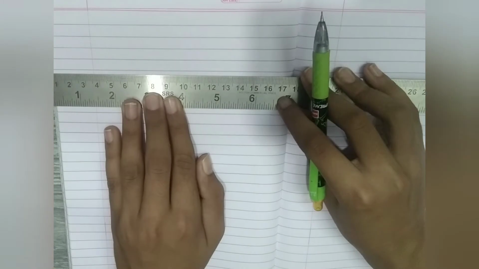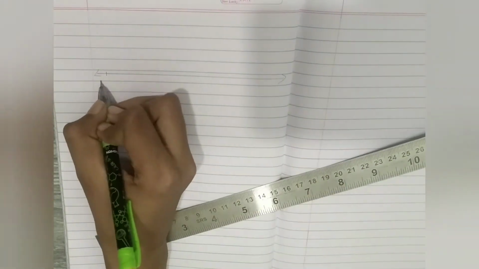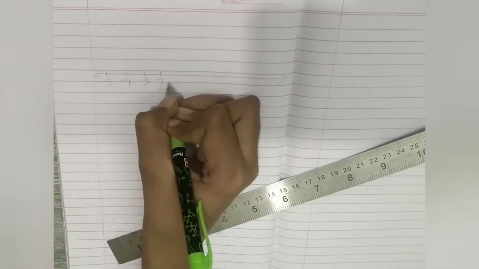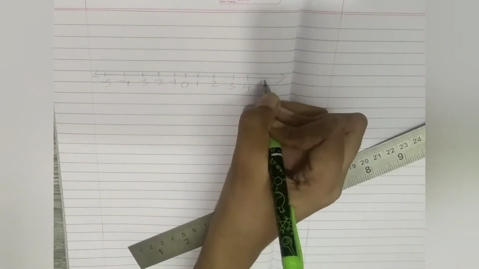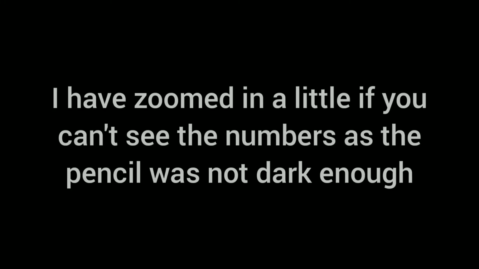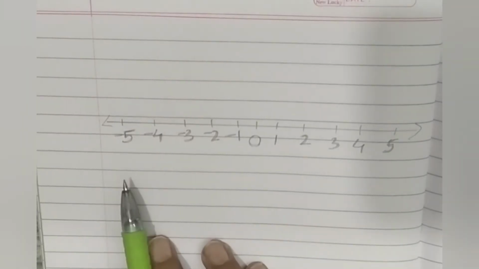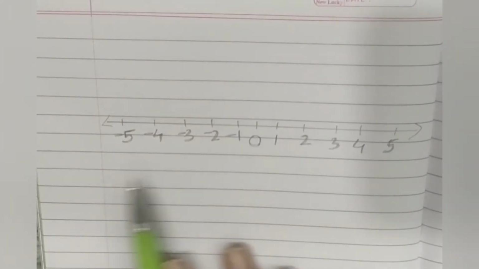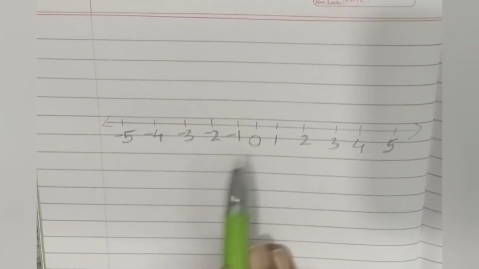So today we are going to learn about the Cartesian plane from the lesson Coordinate Geometry of class 9. So let's start. As we all know about the number line, let's start to draw. So now we have drawn the number line on the paper.